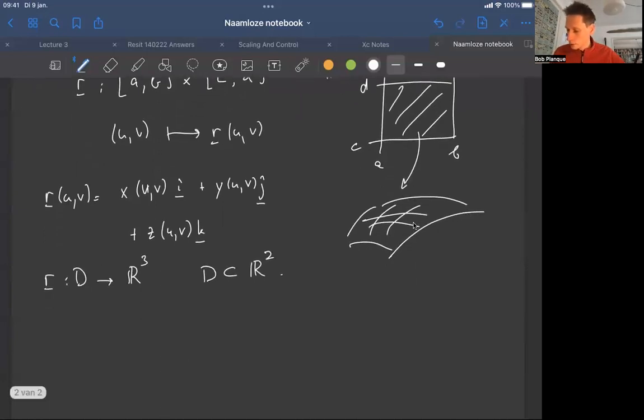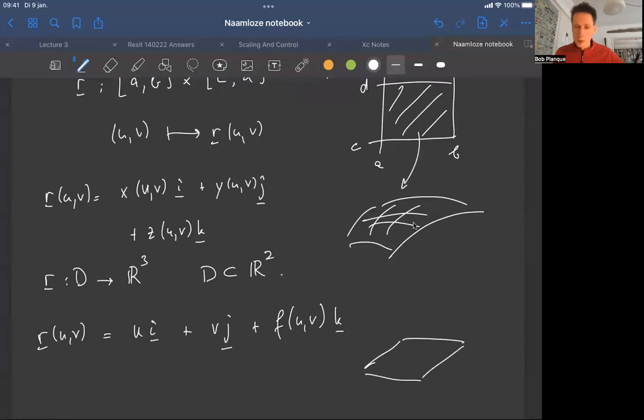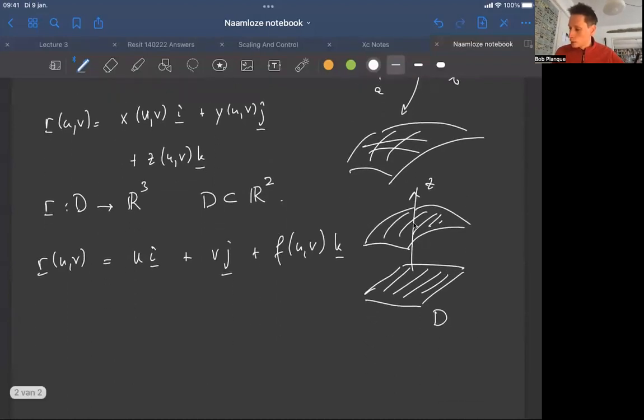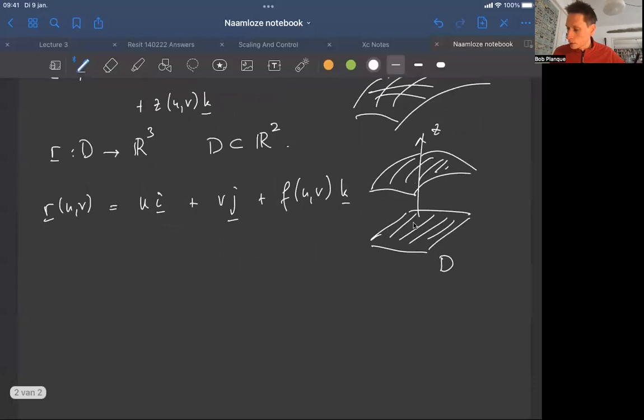Very often, this r(u, v) has the form u i plus v j plus f(u, v) k. In that case, I can really see that in my uv plane, or the xy plane, if you will, I have this domain D, and above it I have a graph, which is my surface, in the z direction. And this allows me to make different surfaces, and in fact we can make lots of surfaces.